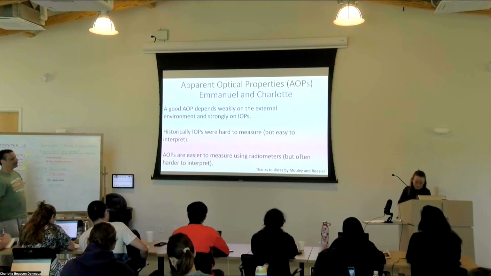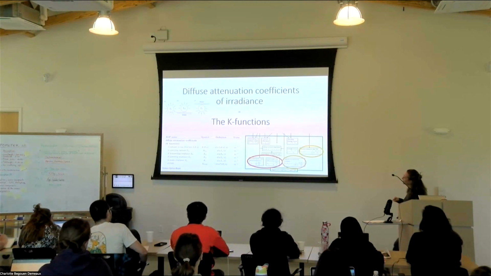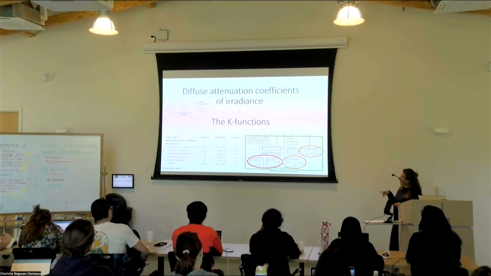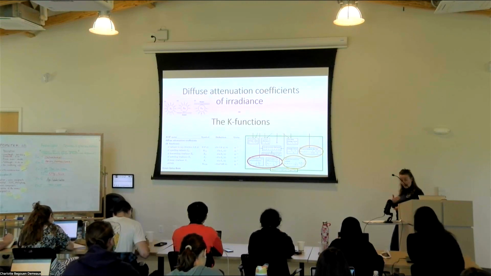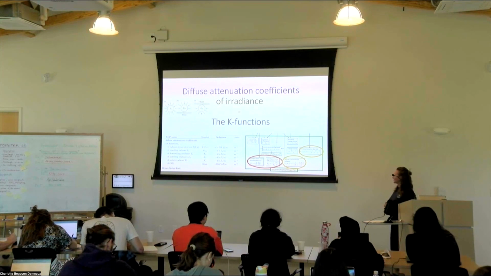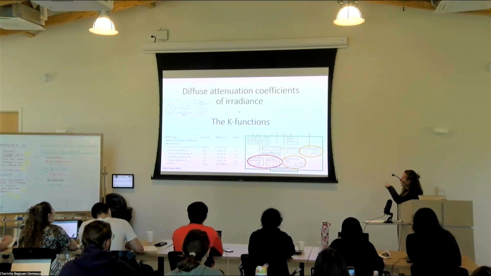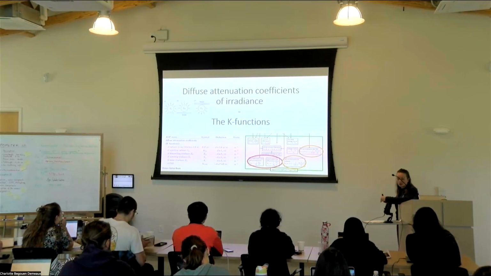And now we go to Charlotte, and I'll come back later. We're going to start talking about two AOPs. The diffuse attenuation coefficients are the Ks, the K functions. They're my favorite AOP, even if Kelsey disagrees, except on a Friday night when I want to go home. There are a bunch of them. Basically, any radiance or irradiance you can measure will have an associated K.